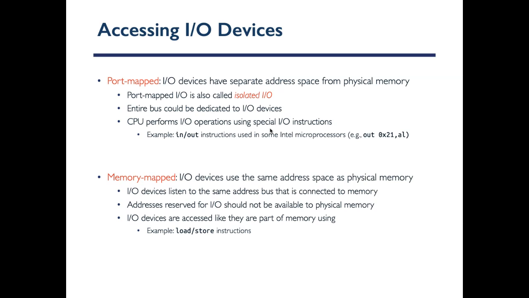The other way to do this is memory mapped I/O. In this one, I/O devices and the memory all share the same address bus. So the processor executes normal loads and stores. Both the I/O devices and the memory are listening to the same bus. Each one knows which range of addresses is assigned to them. That's how they know if a load or a store is targeted to them.